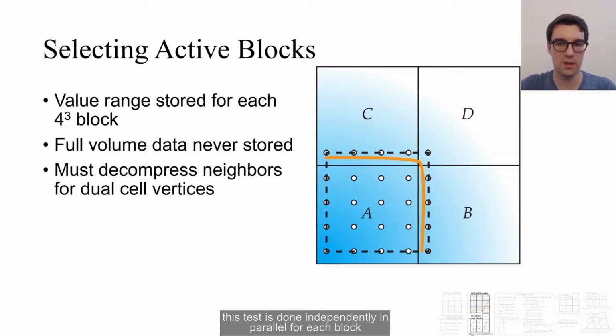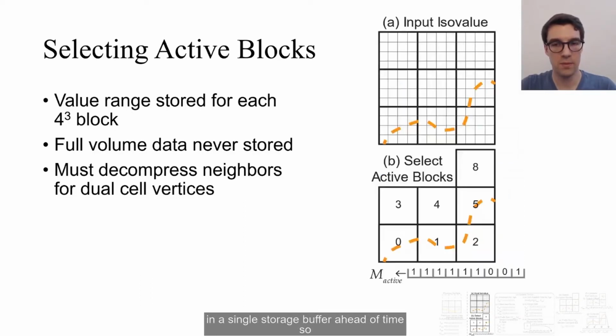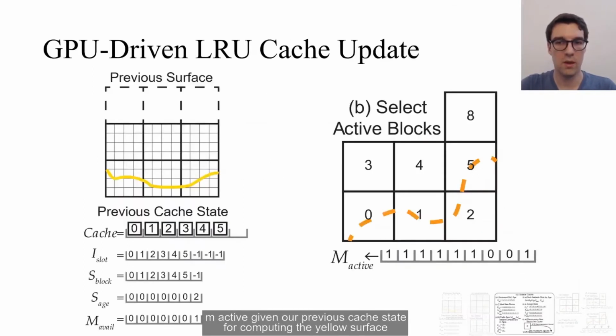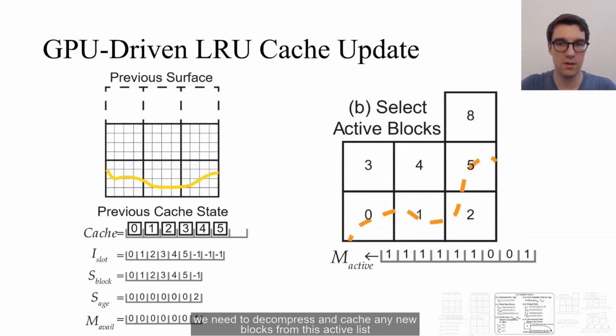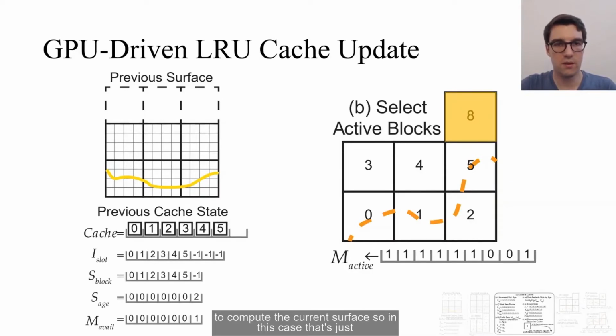This test is done independently in parallel for each block, since we pre-compute and store the block value ranges in a single storage buffer ahead of time. So our final block list is actually those shown in B, which we mark in the list M active. Given our previous cache state for computing the yellow surface, we need to decompress and cache any new blocks from this active list to compute the current surface. So in this case, that's just block 8, which I have highlighted here.